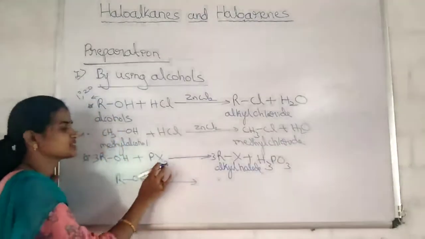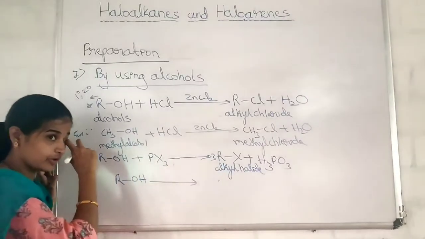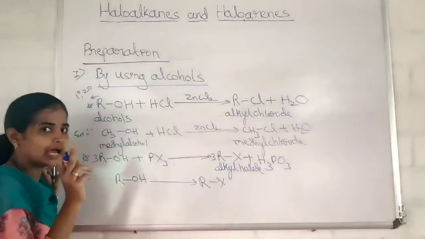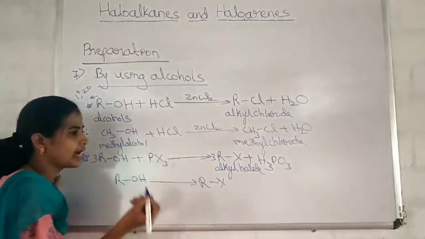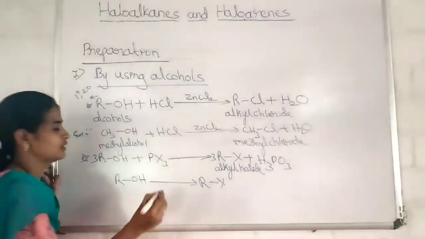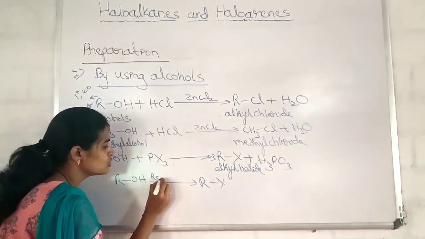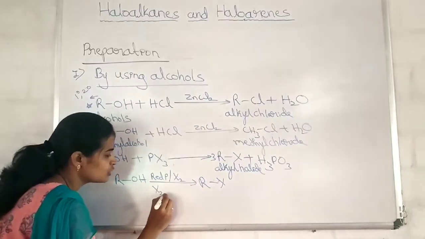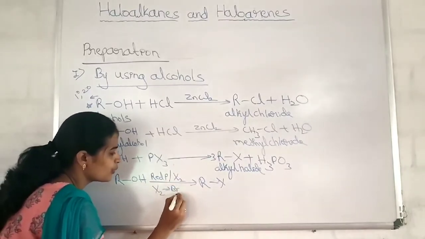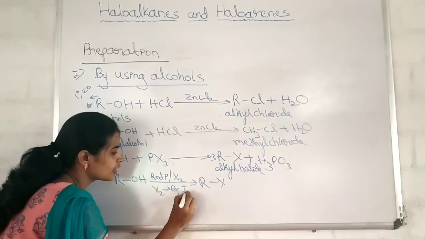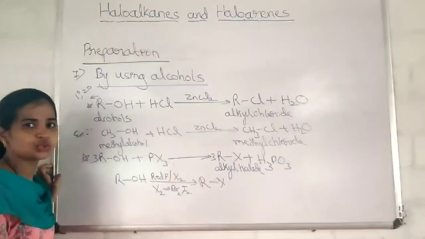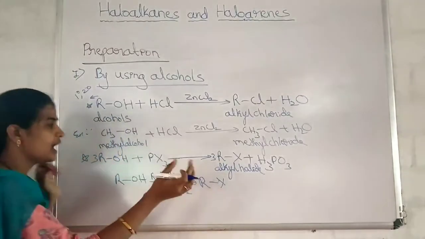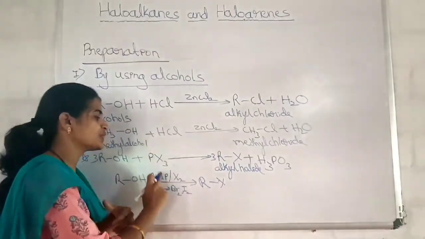Here I have taken phosphorus trihalide directly. But if I want to prepare the alkyl bromide or alkyl iodide, what should I use? I have to use red phosphorus with halogen. Which halogen? It may be Br2 or it may be I2. Is that clear, students?